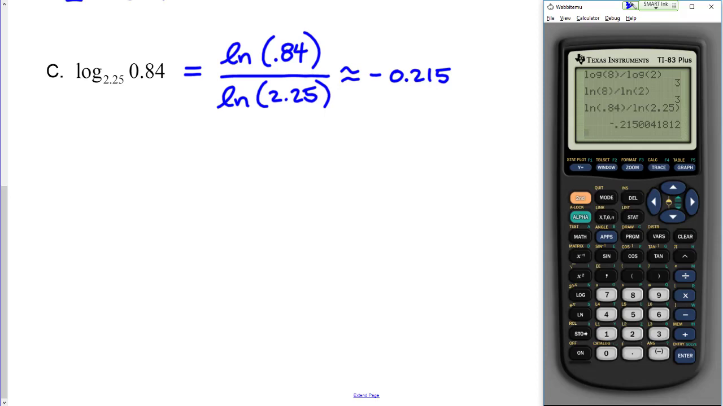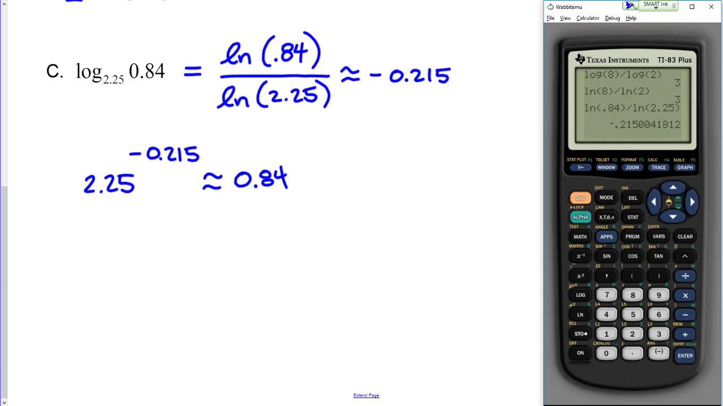Normally, you think of negative numbers being something you can't use with logarithms. You certainly can't evaluate the logarithm of a negative number, so the argument of a logarithm can't be negative, or 0 for that matter. But the result of a logarithm certainly can be, as you can have a negative exponent, and the result of a logarithm is an exponent. All it means is, if you raise 2.25 to the negative 0.215 power, then that's going to give you approximately 0.84, which is perfectly valid.